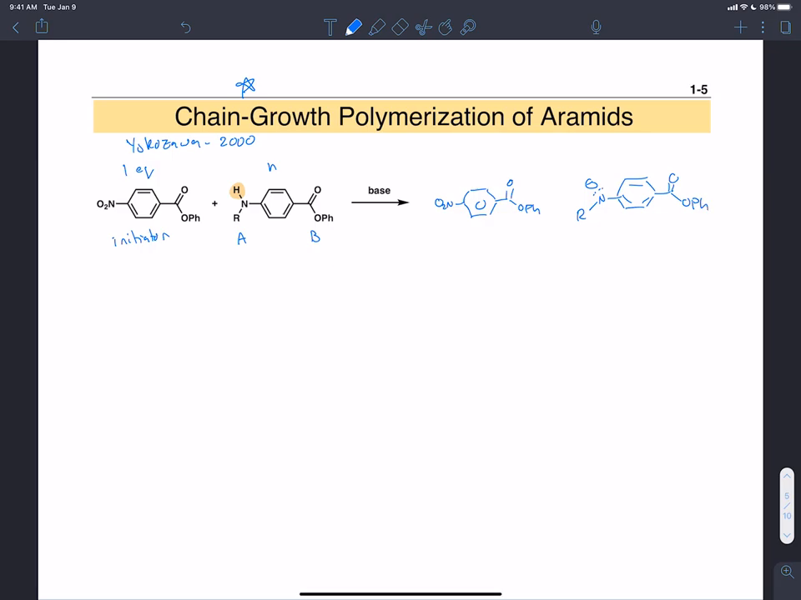So by deprotonating the nitrogen, you've now made it more nucleophilic. There's more electron density on this atom, so it wants to attack an electrophile. And we just mentioned in the AB monomers, the ester here is going to be our electrophile. But it turns out there's another consequence of deprotonating this nitrogen, and this comes from resonance delocalization.